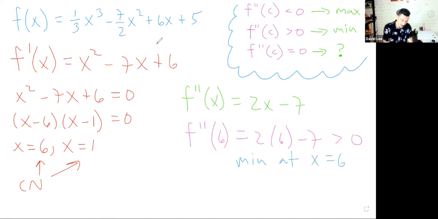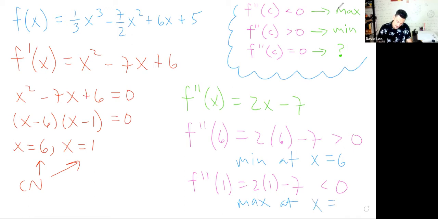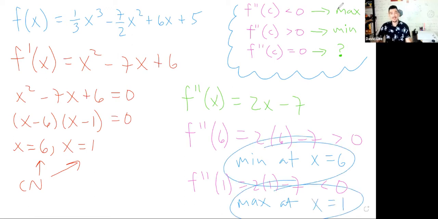Now, what about the other one? Let's take the other critical number, which was 1, and plug it into the second derivative. And that number is going to be negative, so it's going to be less than 0. And according to the rules, because the second derivative is negative, we're going to have a maximum at x equals 1. And that's how you make the conclusions about the maxes and mins by using the second derivative test.